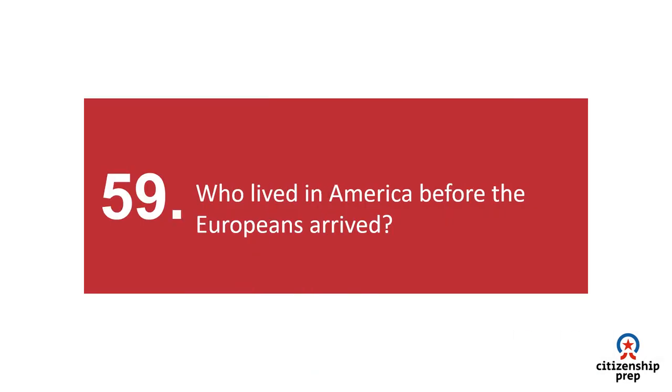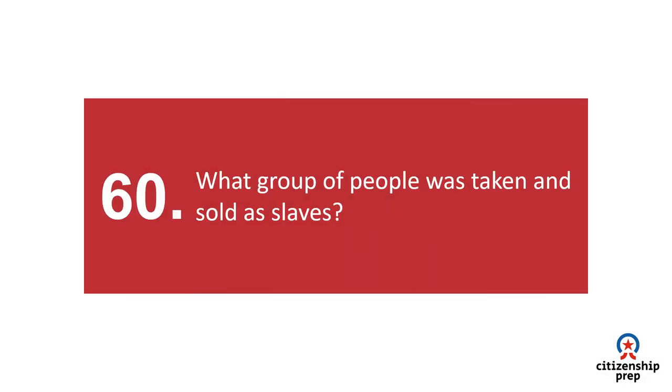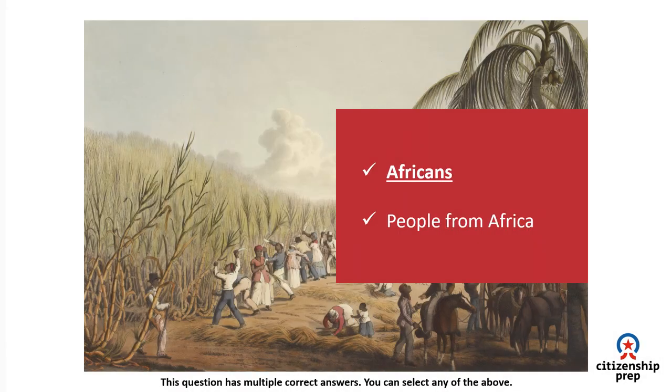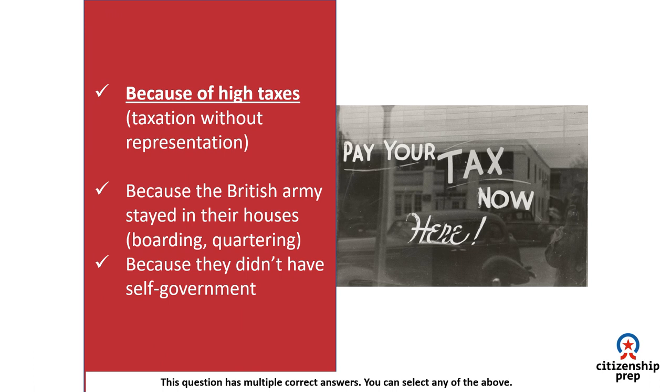Who lived in America before the Europeans arrived? Native Americans. What group of people was taken and sold as slaves? Africans. Why did the colonists fight the British? Because of high taxes.